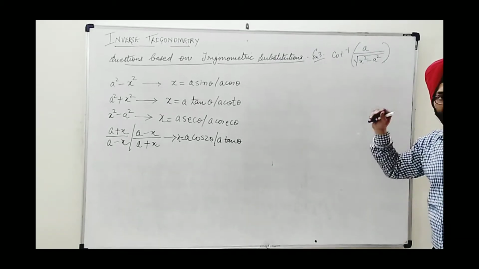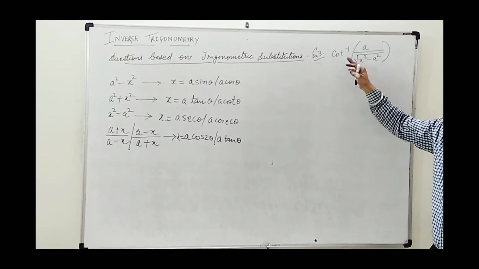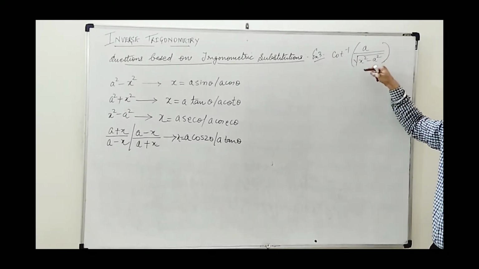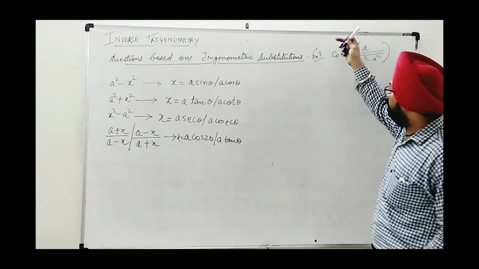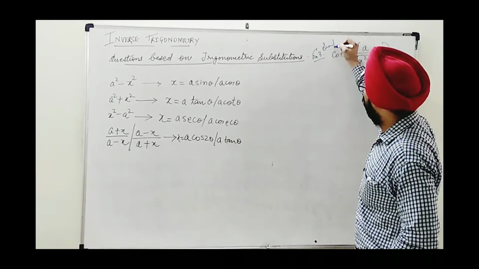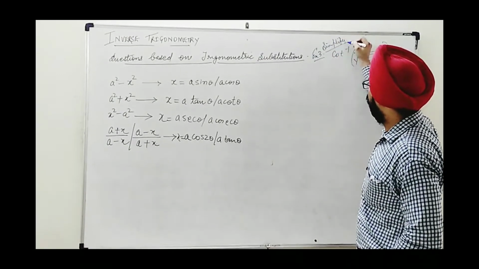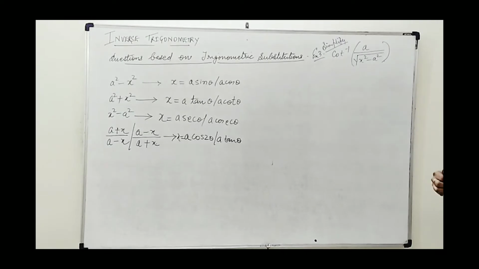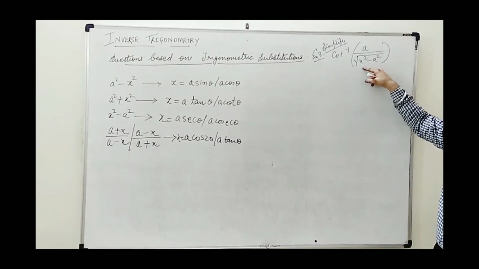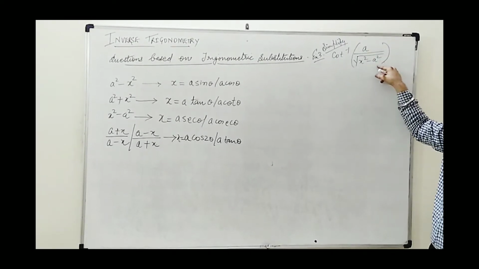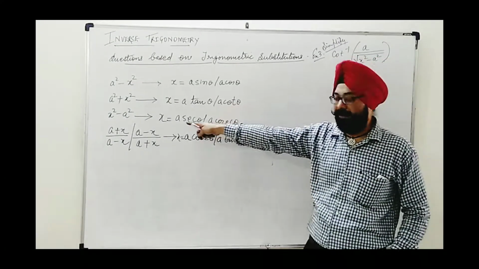Now in this example, I see the simple question is given. We need to simplify this: cos inverse a upon under root x square minus a square. I see one portion of this expression, under root x square minus a square, can be compared to the third pattern.